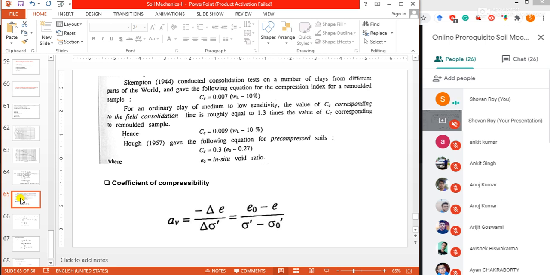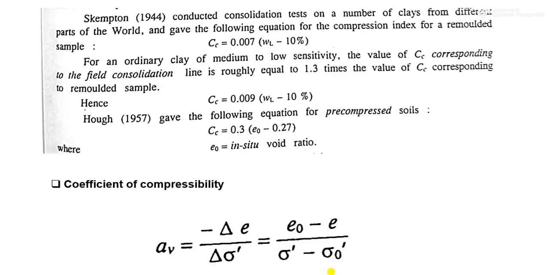Now in this slide, you can see Skempton. Skempton in 1944 conducted consolidation tests on a number of clays from different parts of the world and gave the following equation for the compression index for a remolded sample. We are talking about the remolded sample, not the undisturbed sample. Remolded means disturbed sample.